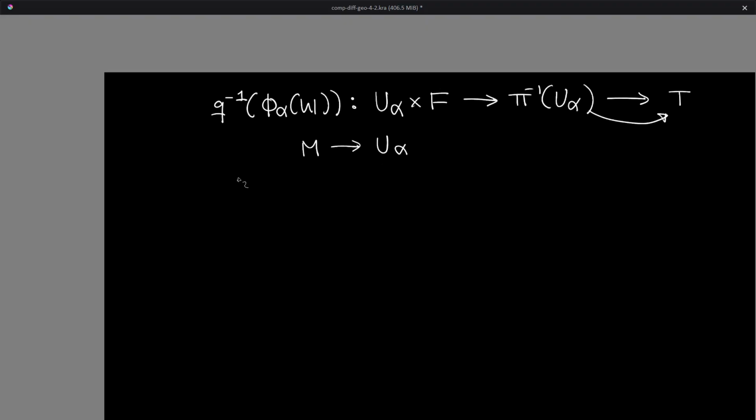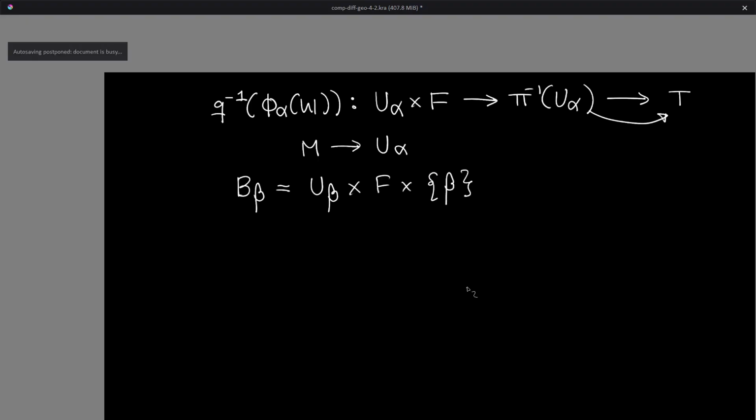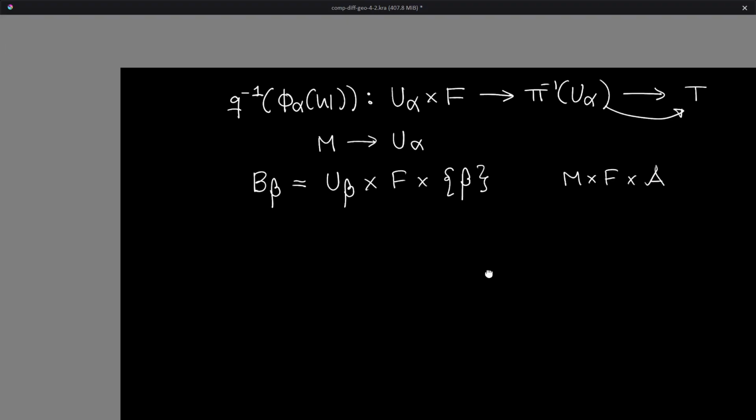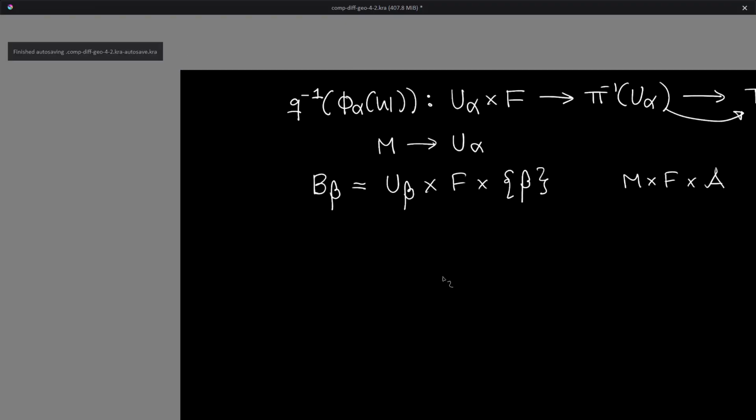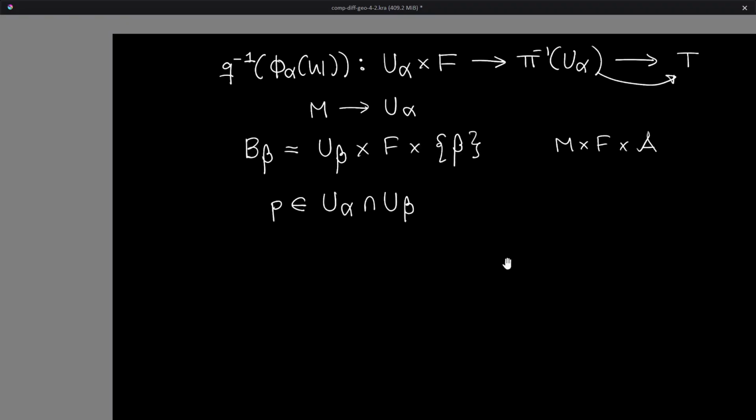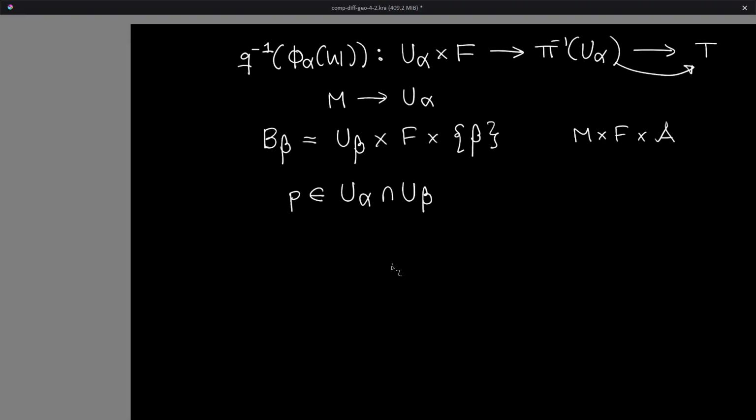But we took B beta, which is equal to U beta cross F cross beta. So this is the open set in M cross F cross A that we are trying to intersect with. So therefore any point that we care about, P, must be an element of U alpha intersection U beta, if we are to be using it. So this intersection that we care about has to exist within U alpha intersection U beta cross F cross beta.